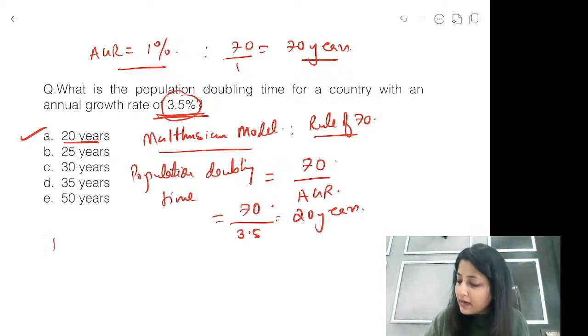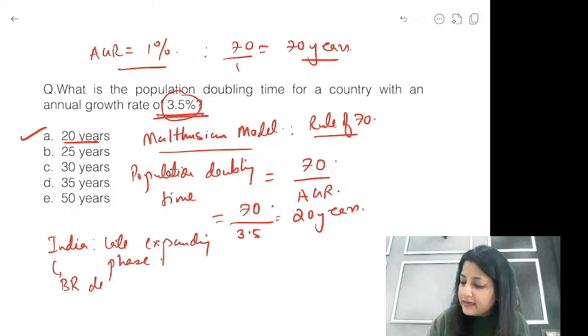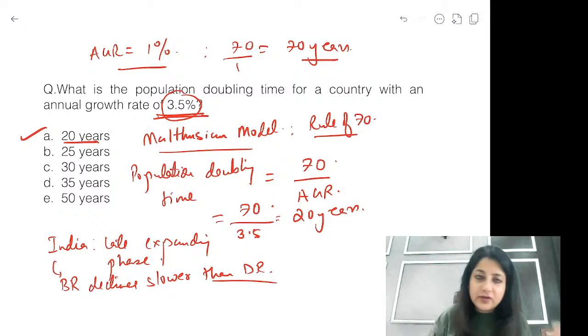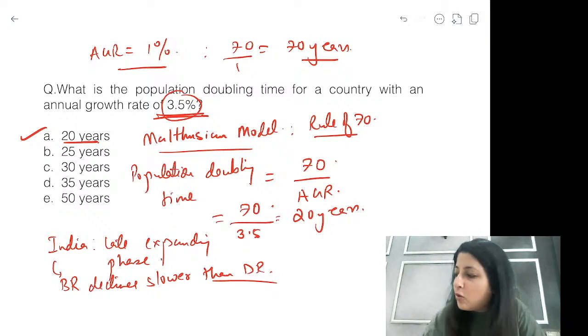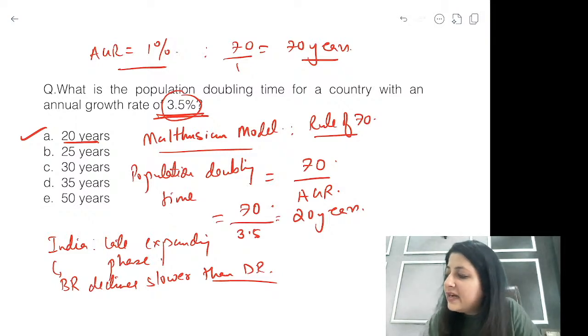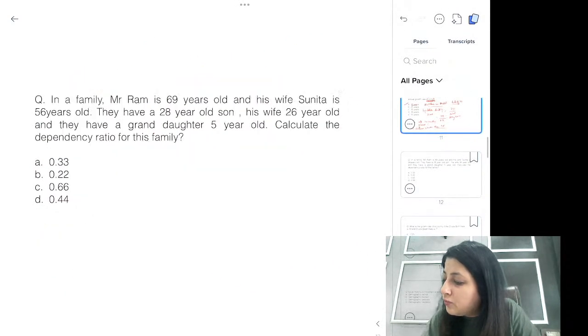Also one more thing, guys, which stage is India in right now? I hope you remember, India right now is in the late expanding phase only. Why? Because birth rate declines slower than death rate, or you can say death rate is declining faster than birth rate. Clear, everybody? You can calculate the population doubling time for India, at around 0.9 to 1.